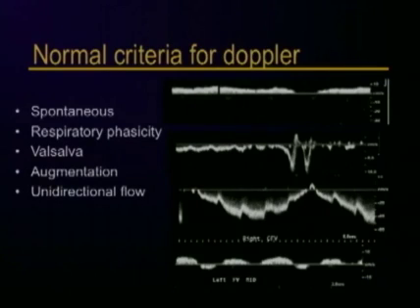With spectral Doppler, you should see spontaneous or continuous flow at all times. You may see it go to baseline due to respiratory phasicity, with inspiration having decreased flow and expiration having increased flow. Valsalva and augmentation can be performed to see increased flow during these maneuvers and suggest the absence of thrombus. And again, flow should be unidirectional, as bidirectional flow may suggest venous incompetence or insufficiency.